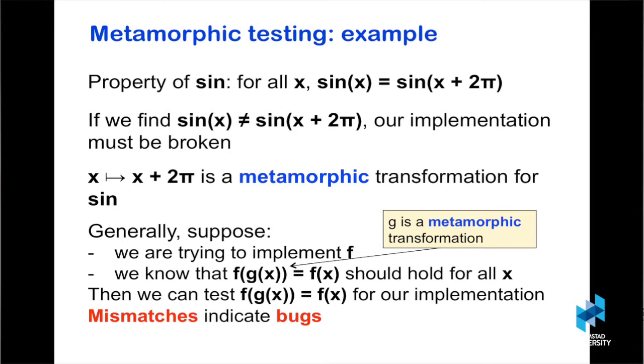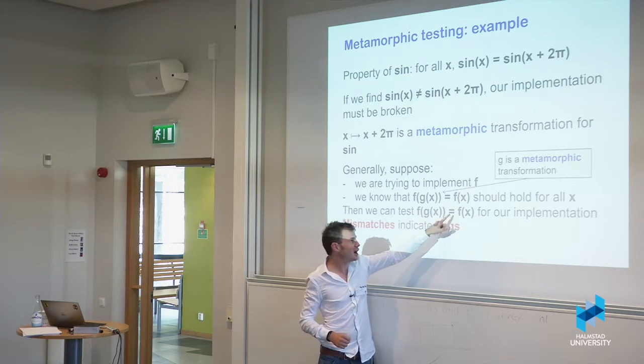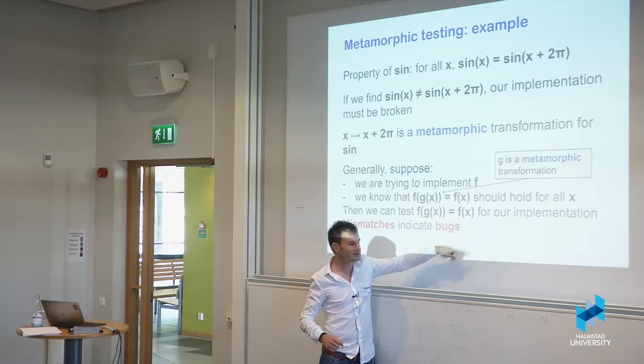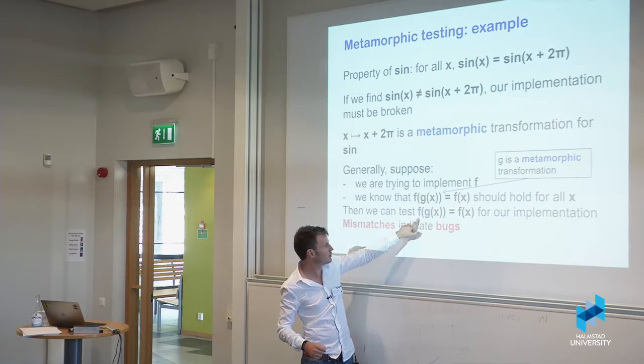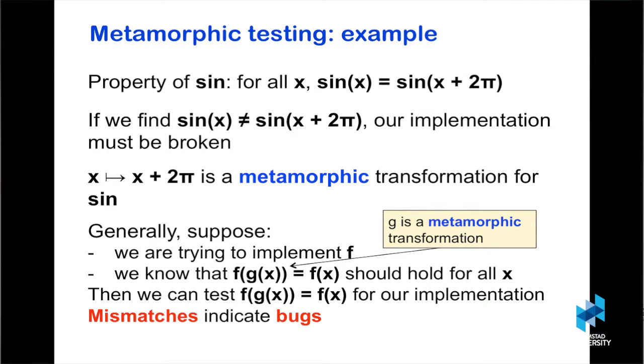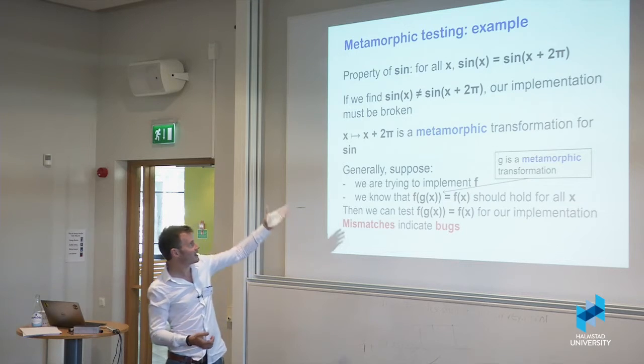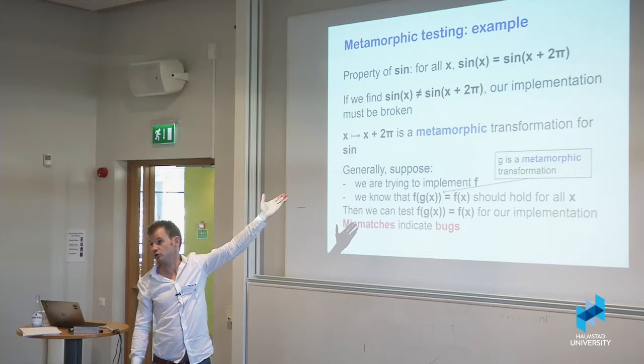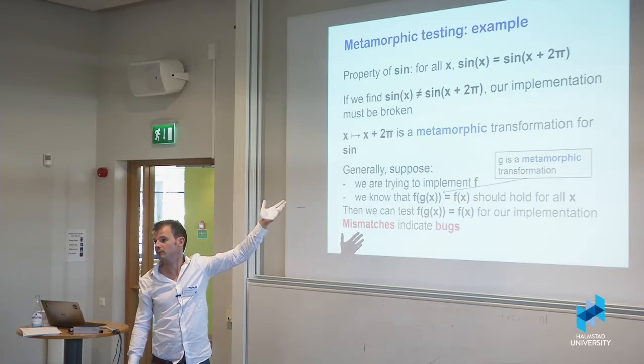So we can say, for a bunch of x's, is our implementation of f applied to x the same as our implementation of f applied to g of x? And if it's not, then we find a bug in our implementation. It assumes that g really is a property of the function. If I gave you an example for the sine function that is true. If I'd said x plus pi, then it would be wrong.